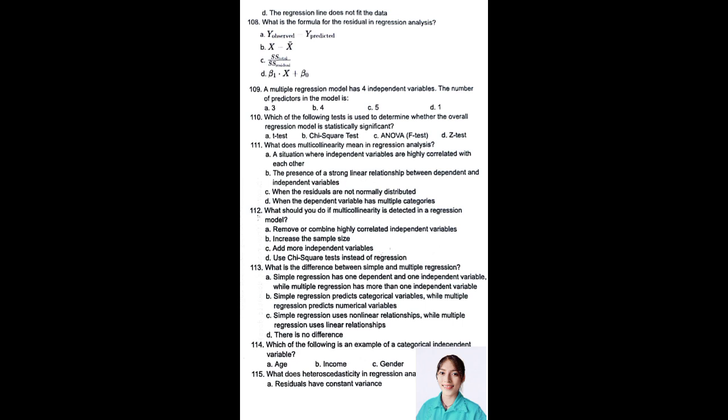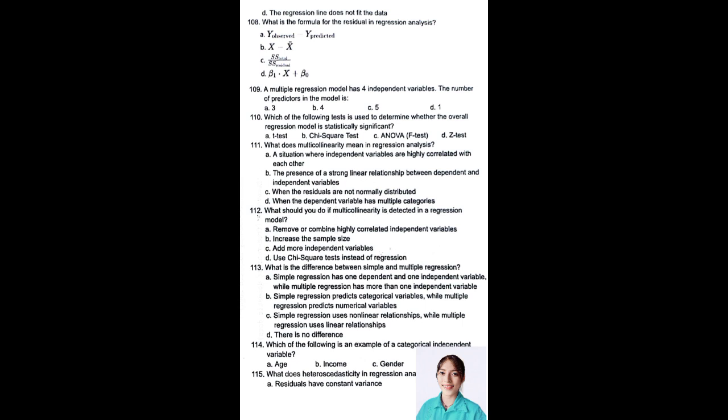Then we have 112. What should you do if multicollinearity is detected in a regression model? So all you have to do is to remove or combine highly correlated independent variables. So that's in option A. Then we have 113. What is the difference between the simple and multiple regression? So the difference between the two is when we say simple regression, it has one dependent and one independent variable, while the multiple regression has more than one independent variable. So that's in option A.